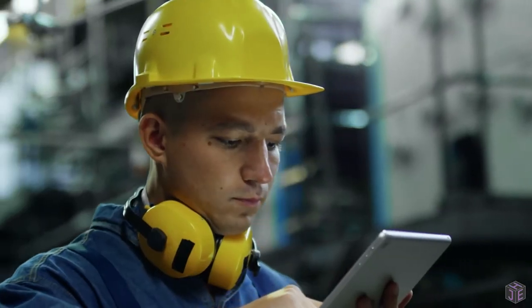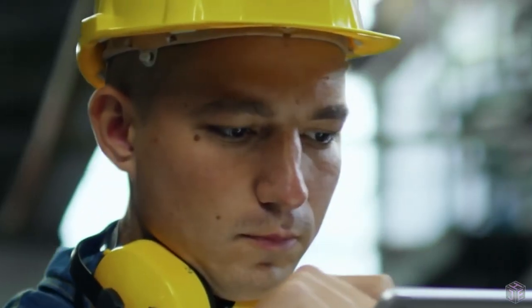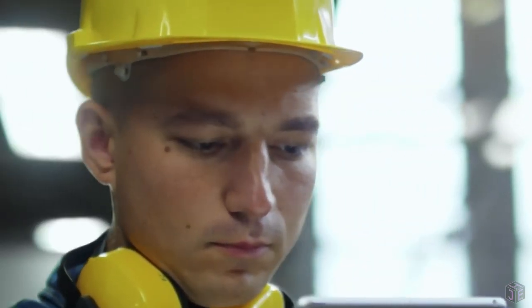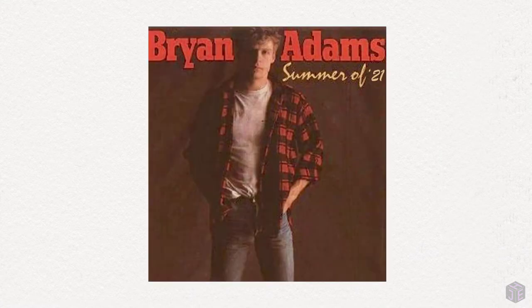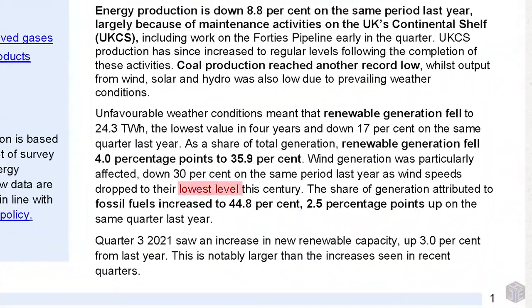Well, on particularly blustery days, renewables can provide over 50% of UK energy. So when high winds are expected, some power plants go offline and schedule maintenance because they won't be needed, right? Foreshadowing is a device that is used to hint at events later on in the story. So how has wind performed recently? Well, in the summer of 2021, when wind speeds are expected to be at their highest, speeds actually dropped to their lowest level this century.